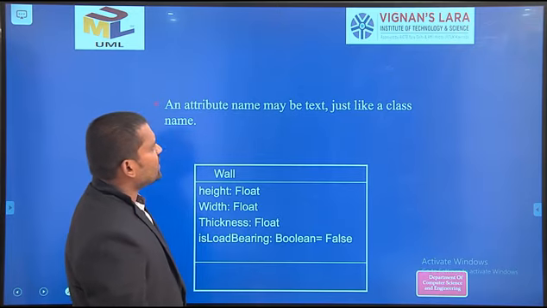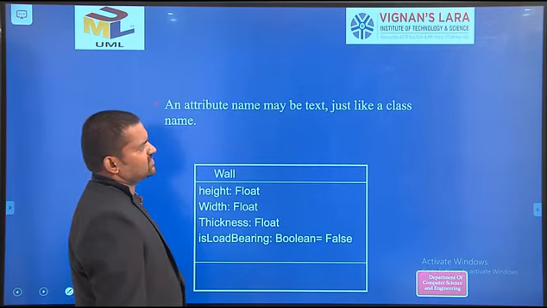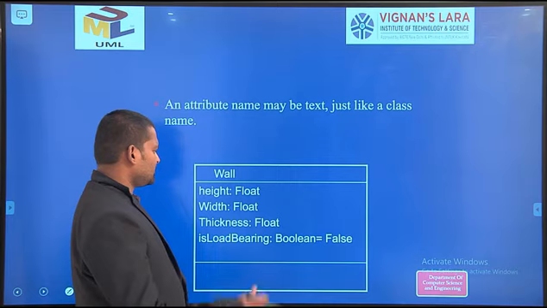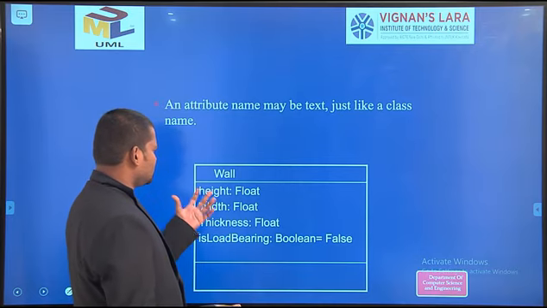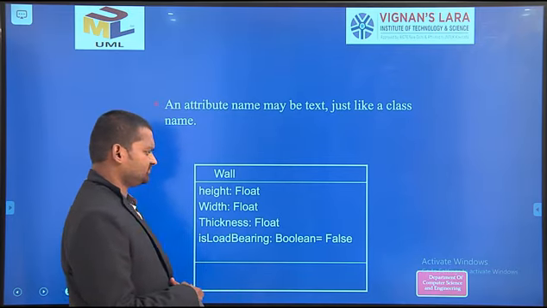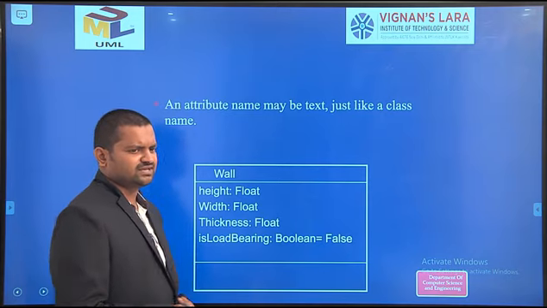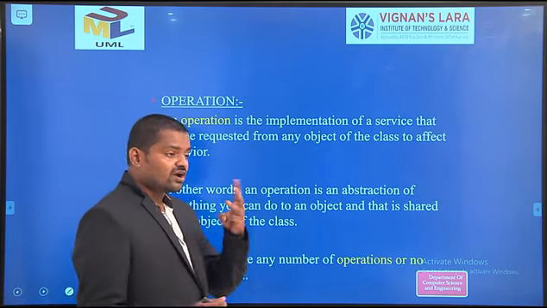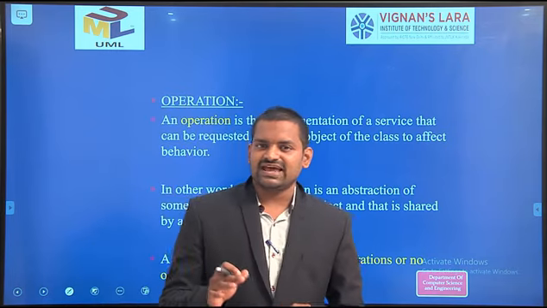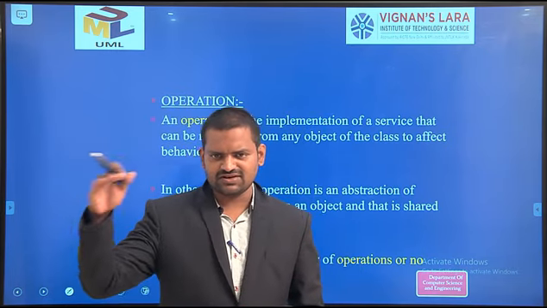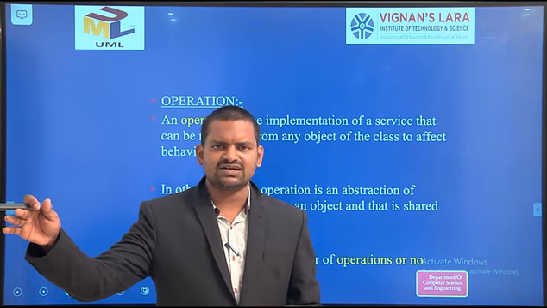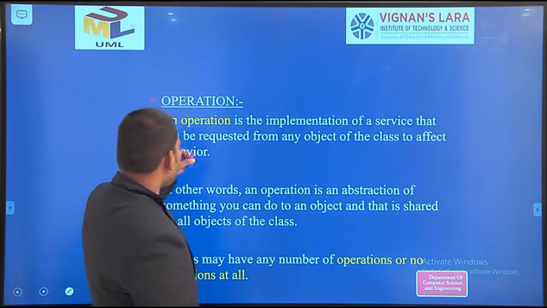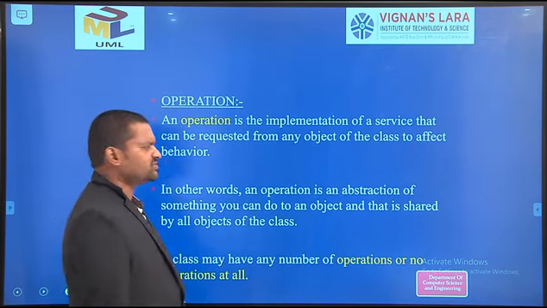See, an attribute name may be a text, just like a class name. You can write some names as you like. Next, the third point of the class: first one is name, second one is attributes, and the third one is operations of the class.